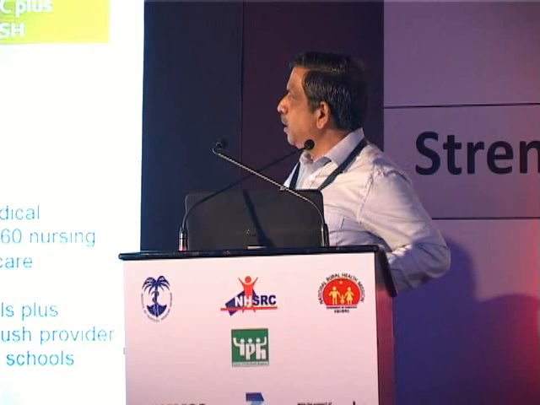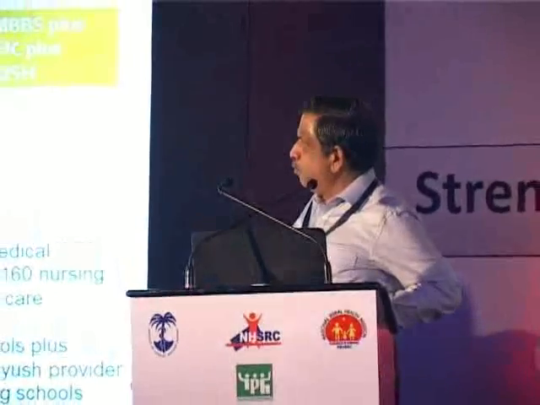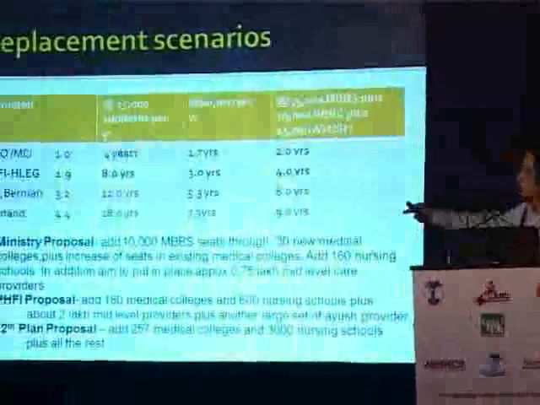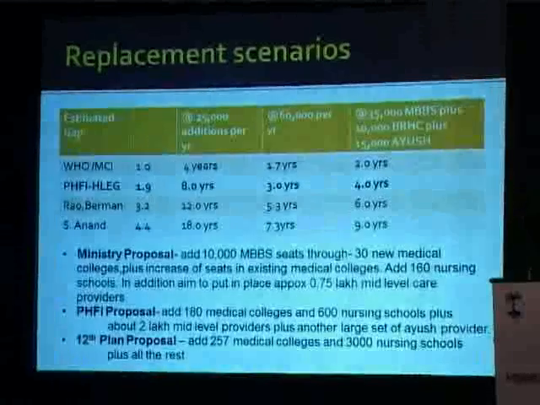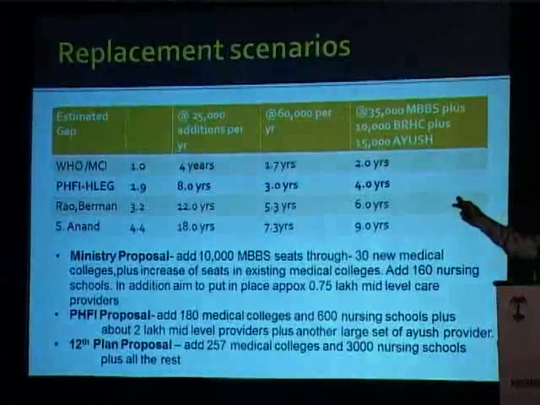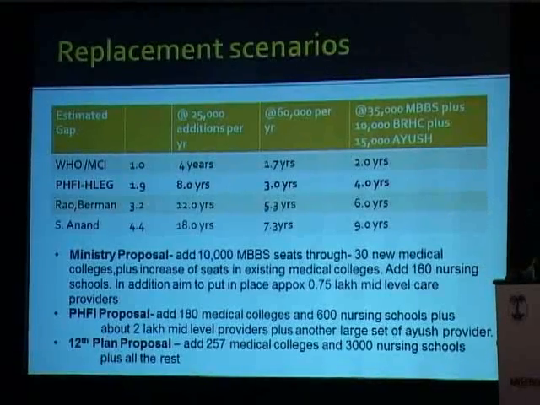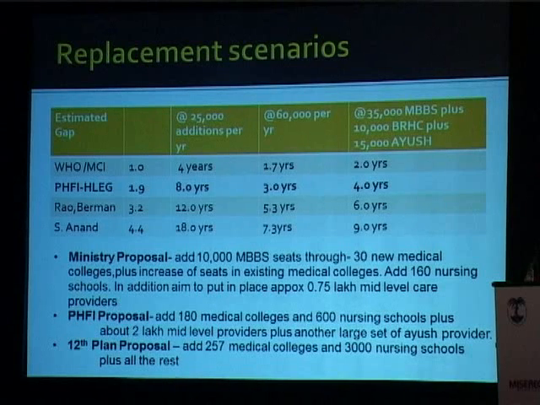And I look at this particular thing. At 25,000 additions per year, it would take 4 years to close the gap, and 12 years even if we look at the Rao-Burman estimates of this. But at 60,000 per year, it would be, yes, 5.3 years. And no, they haven't missed it. They actually say that if you increase it like this in the 11th plan, by 2018 we would be there. And that would be the gap that is required.